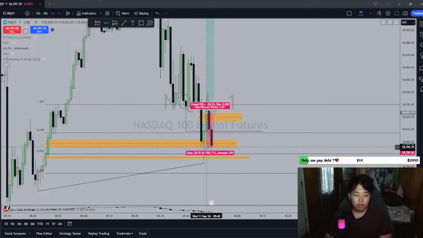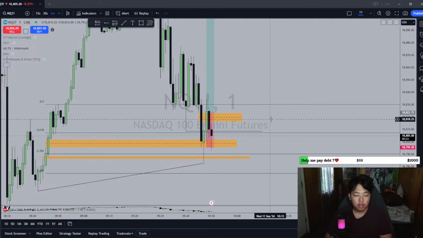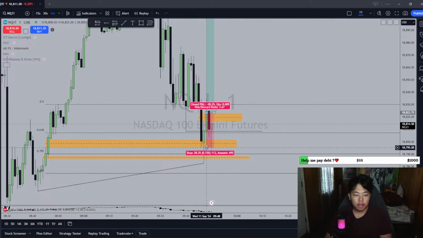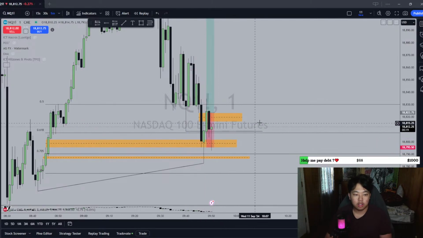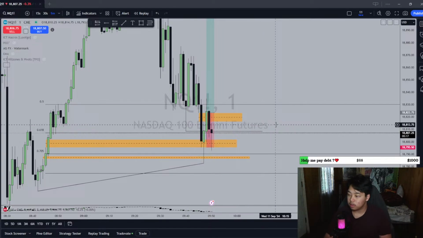Maybe if I put my stops right here at this low, we probably would have been fine still. But at the same time, it would have been a really wide stop loss.